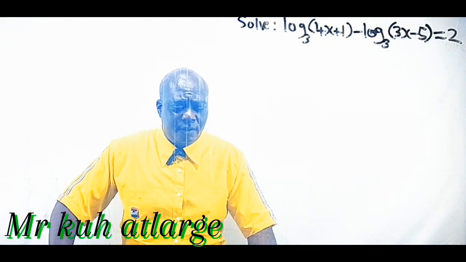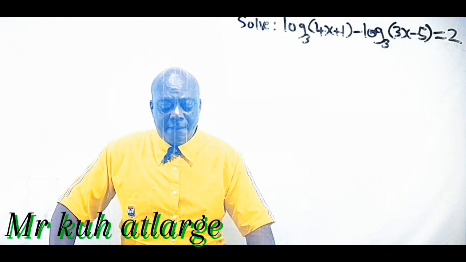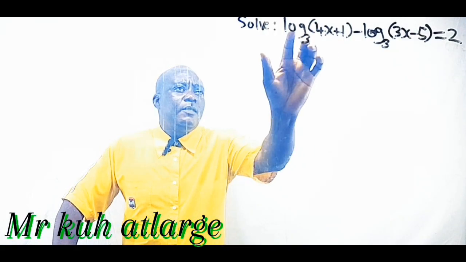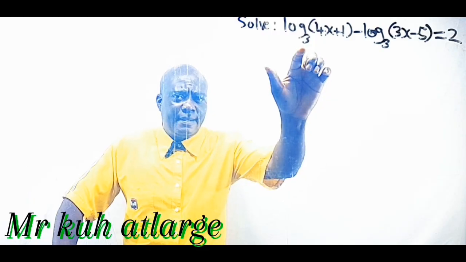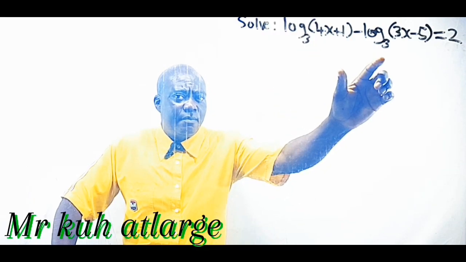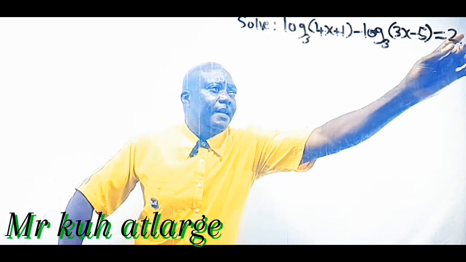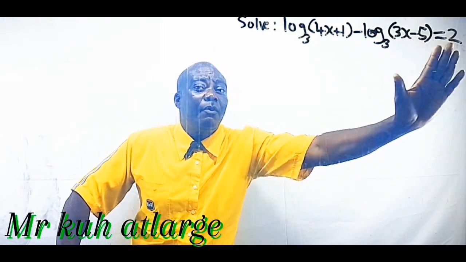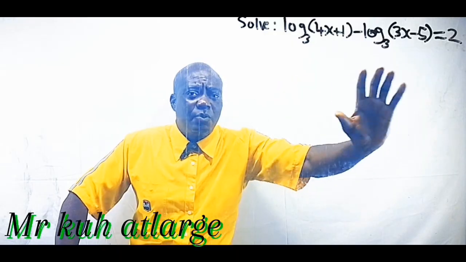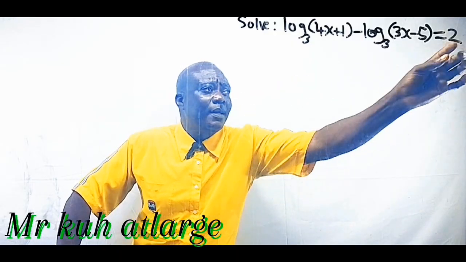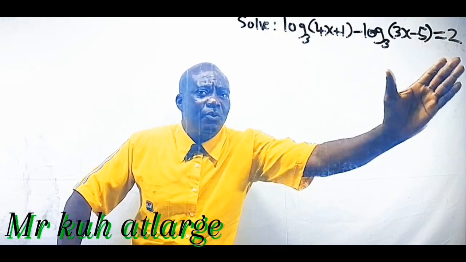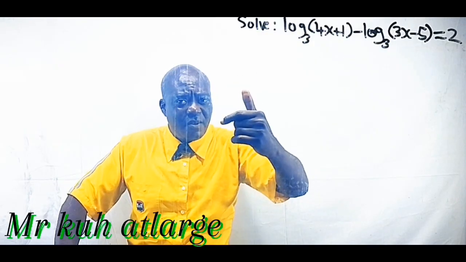Let us solve this equation involving logarithm. You can see this one has base 3, this one is 3, but here it equals 2. It doesn't even have log. To solve this equation, you try to make this side look like this side. How can you do that?